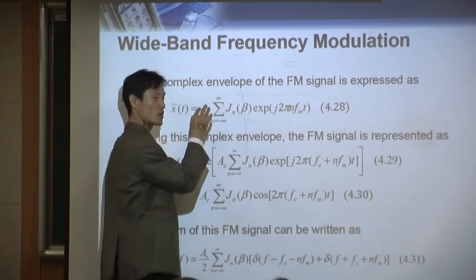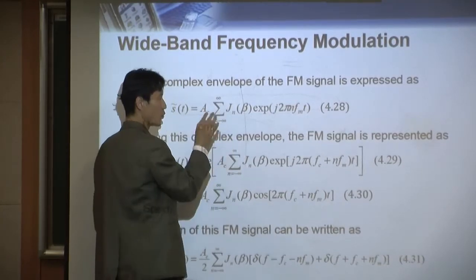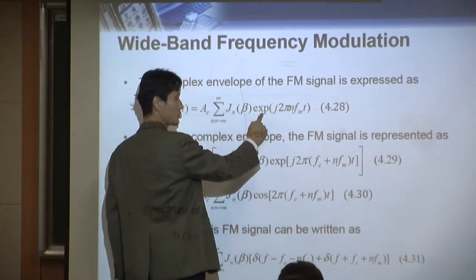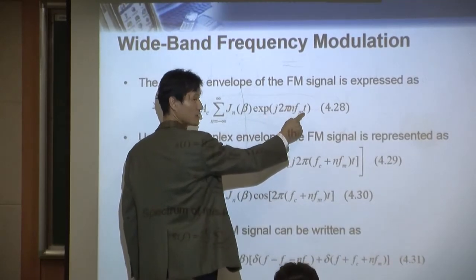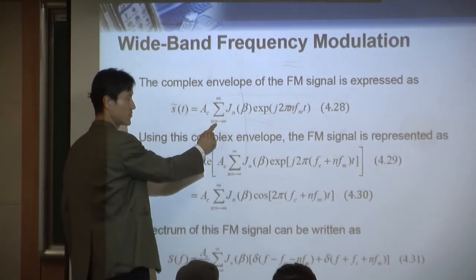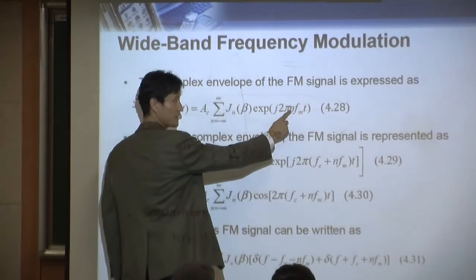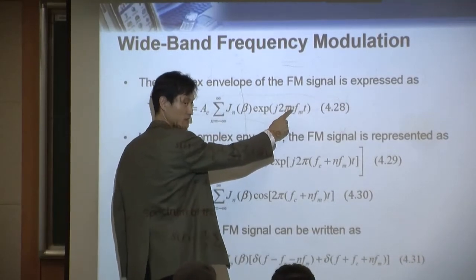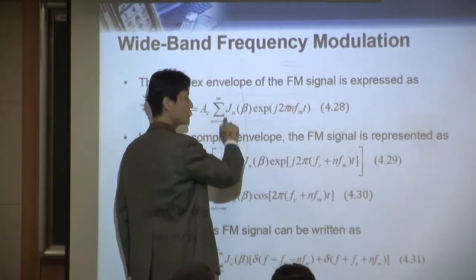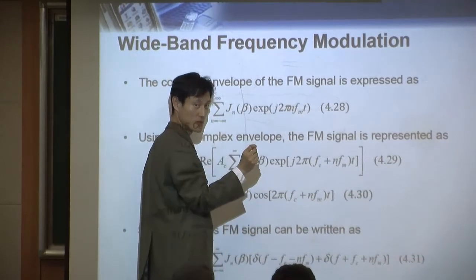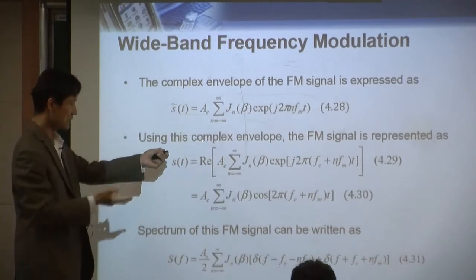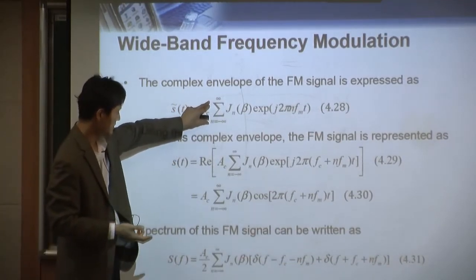Now, using this one as the coefficient, what is important is the second term. When you look at the second term, what you can see is exponential of j2 pi n fm t. So what does that mean? And n is in the summation, it changes from minus infinity to infinity. So what does that mean? It means you now have an infinite number of frequency components. That's the important thing, okay? I'm going to talk about that in the next slide. So that's what it is.